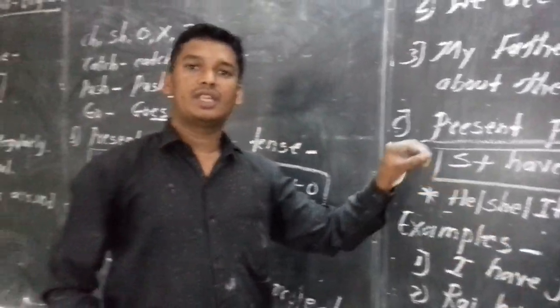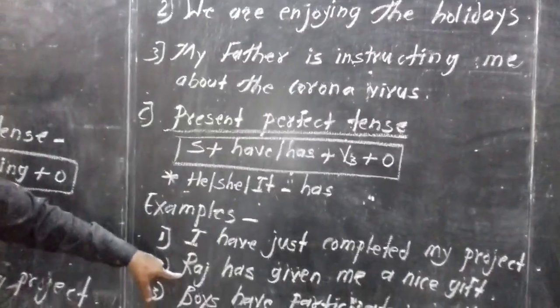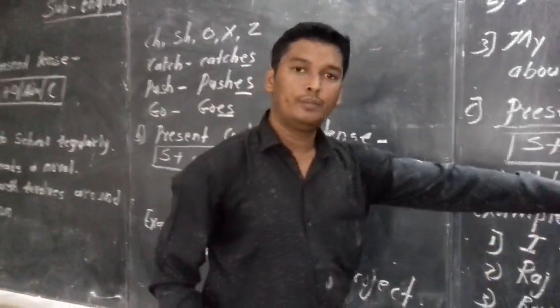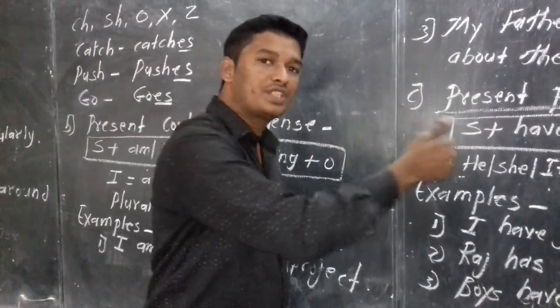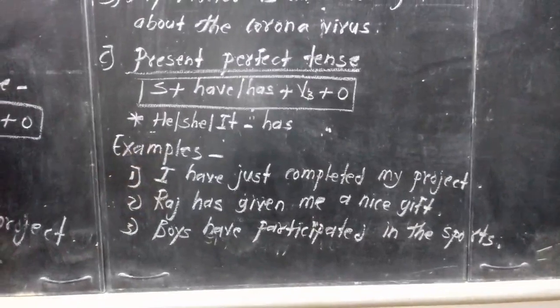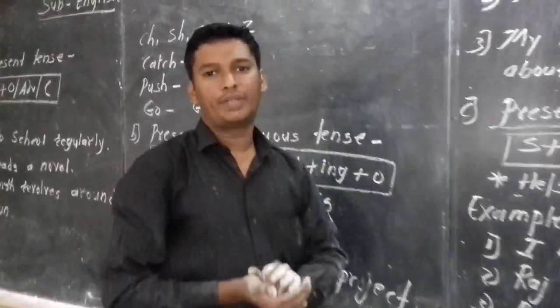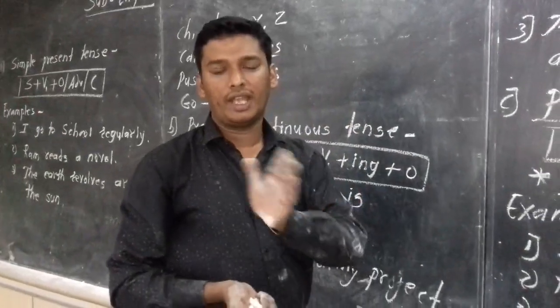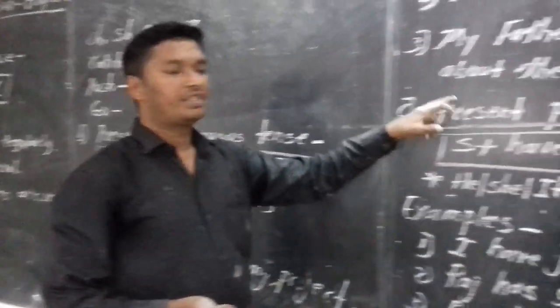Look, these examples are of present perfect tense. I have just completed my project. Raj has given me a nice gift. Boys have participated in the sports. A completed action in the present is expressed by present perfect tense.